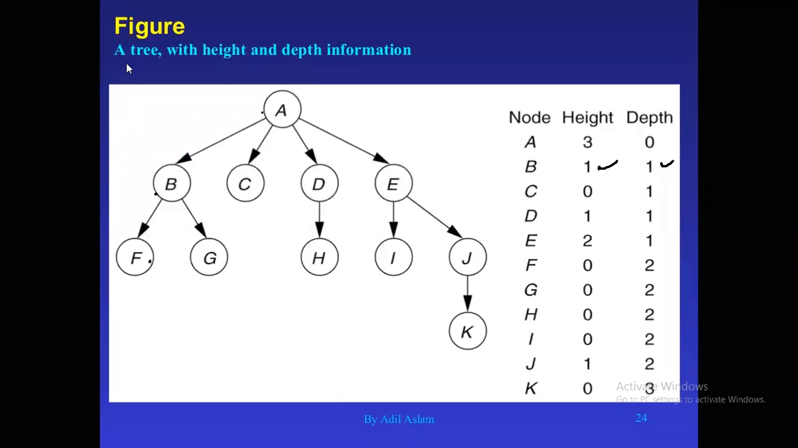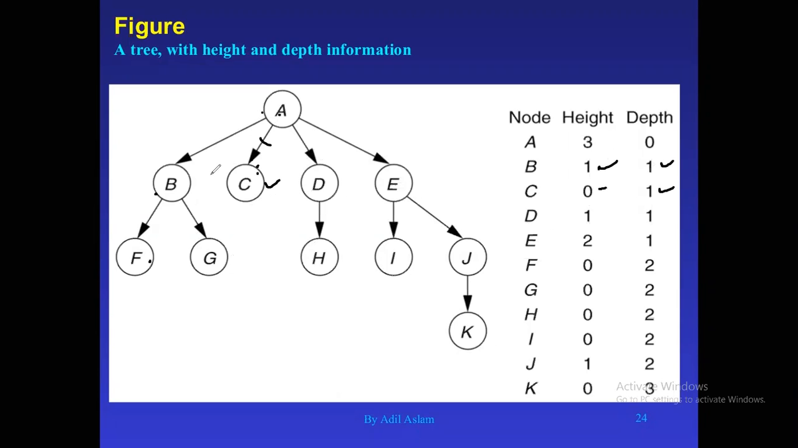So next, when you come to C, what is the depth? Up to root how many edges will be there? One edge. So depth is 1. Height. How many edges will be there up to leaf? There is no leaf below, therefore height is 0.